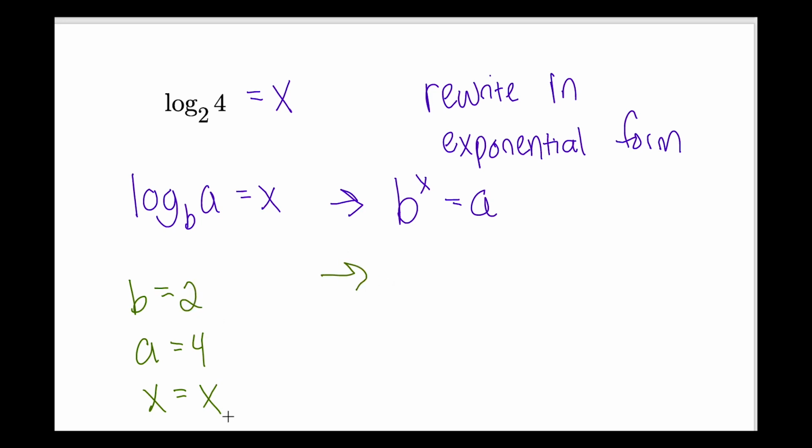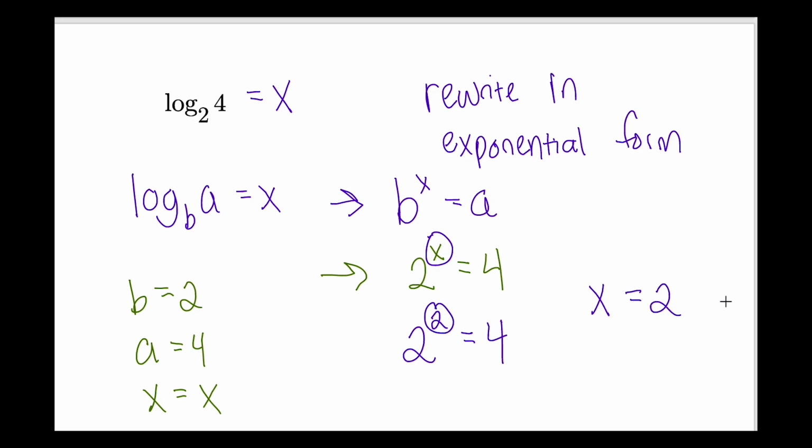2 to the power of x equals 4. So now ask yourself, 2 to what power equals 4? Well, since 4 is equal to 2 squared, then x is equal to 2.